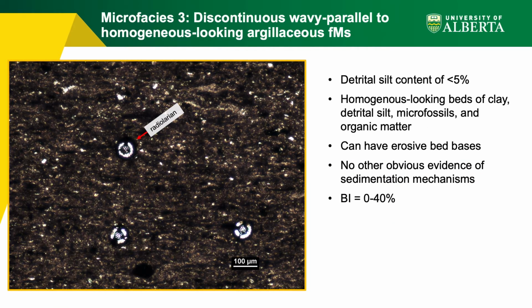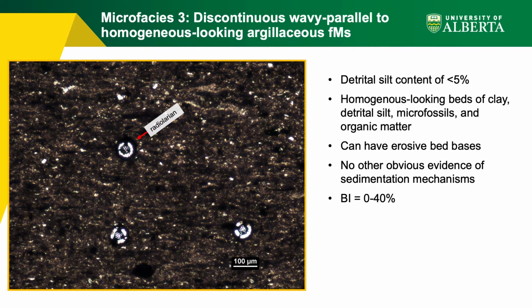Microfacies 3 is the discontinuous wavy-parallel laminated to homogeneous-looking argillaceous fine mudstone. This fine mudstone microfacies contains only rare and sporadically distributed fine silt grains, making up less than 5% of the matrix. This likely indicates deposition near the end of a sediment transport path.